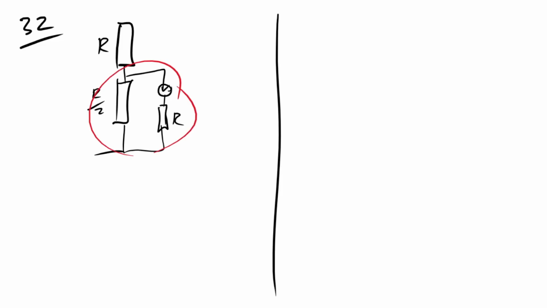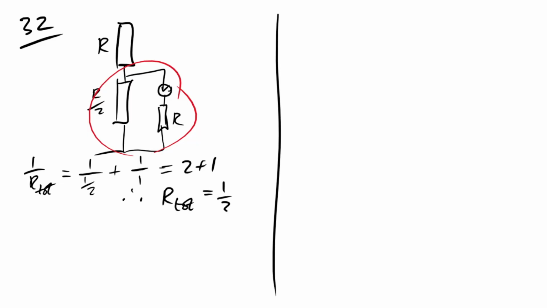32, okay, we have this circuit, so we have resistor of R there, and then we have R over 2 there, but then we have this voltmeter, but then it's going to have a resistance of its own of R as well. So therefore let's find out the resistance of this first. So 1 over R total is equal to 1 over a half, let's say, plus 1 over 1. So in other words, that's 2 plus 1. Therefore R total is going to be a third. So therefore we have a third here, or R over 3, and we have R on top.